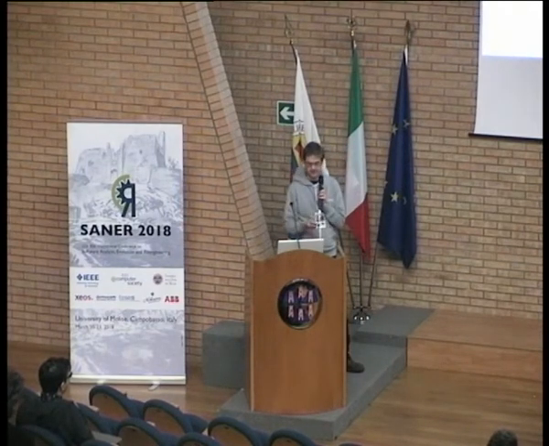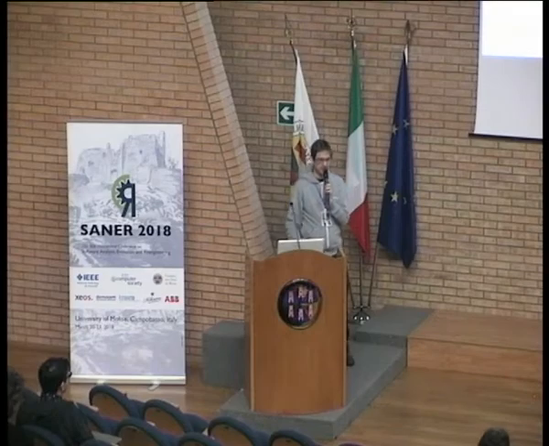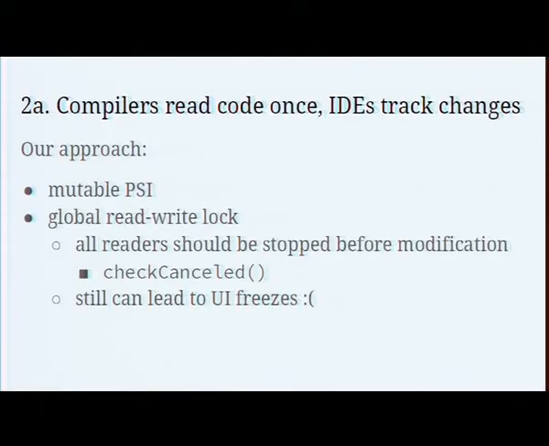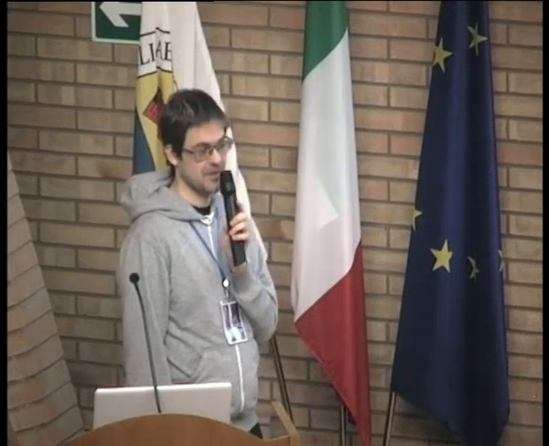We have, that's not the part I'm proud of, but it works most of the time. So we have mutable PSI. This means that if you had a class in a Java file and you went to its name and typed a letter, then you will have the very same PSI class object, but its getName method will now return something else.